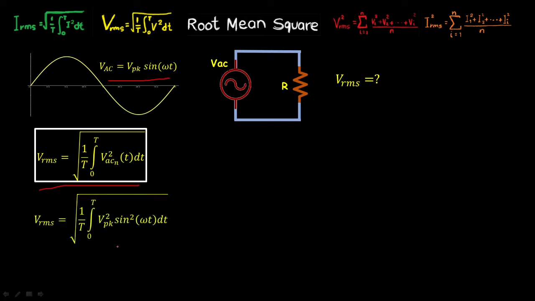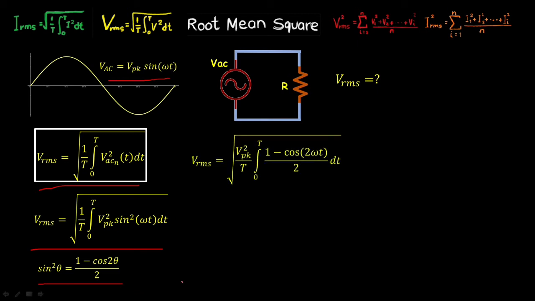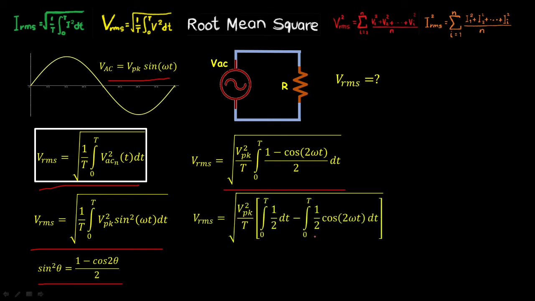We will use the half angle equivalent of sine squared omega t for us to evaluate the integral more easily. Remember that sine squared theta is equal to 1 less cosine 2 theta all over 2. Using our half angle formula for sine squared omega t, we will now have this right side of the equation. We will evaluate the integral in two parts, one consisting of the constant term 1/2 and the other that contains the sinusoidal term cosine 2 omega t all over 2.